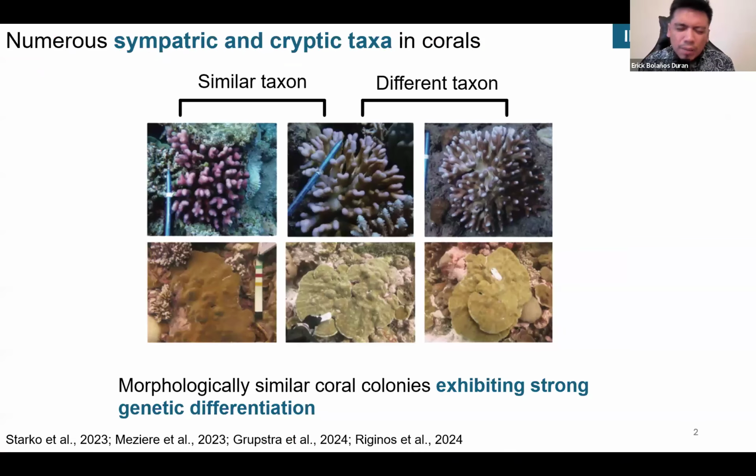So first of all, I'm going to talk about scleractinian corals. Scleractinian corals are the reef builders of coral reefs, which are one of the most important ecosystems in the sea. But when we start to have genome data, we see that there are a lot of colonies that are morphologically the same but have evidence of barriers to gene flow. So we call these colonies cryptic diversity.